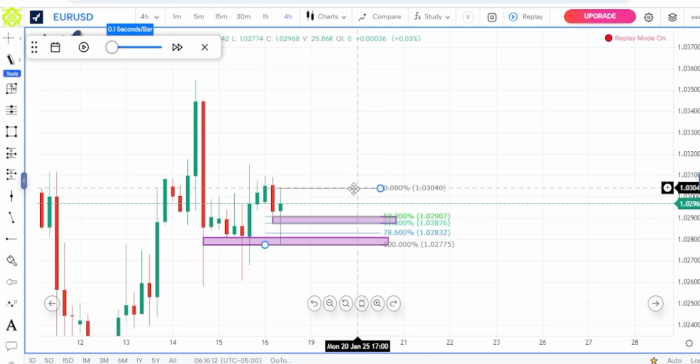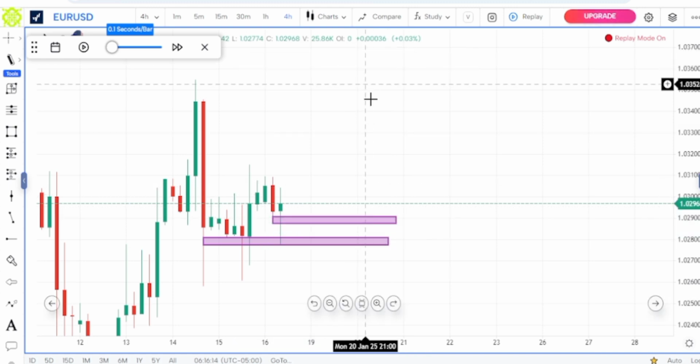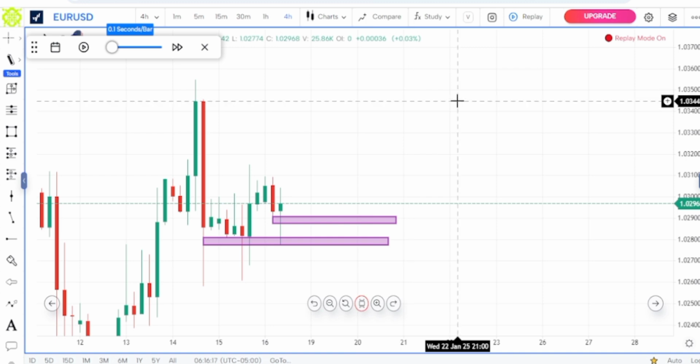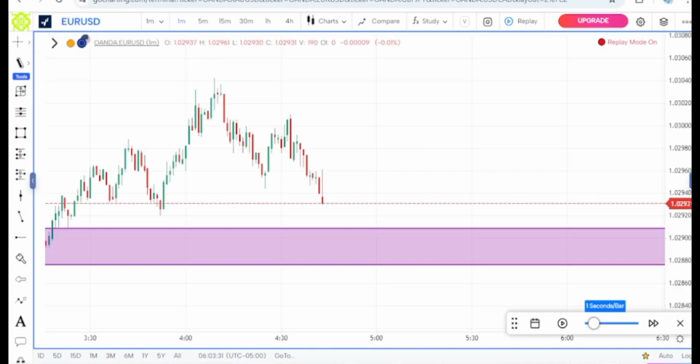So after marking the zone, we will shift to our preferred time frame and observe the market structure shift at our key levels. So here I have shifted to the 1 minute time frame. I don't prefer MSS in the 1 minute time frame, but here I am just showing an example. I'd prefer that you observe MSS at least at the 5 minute time frame. Now let's play the market.